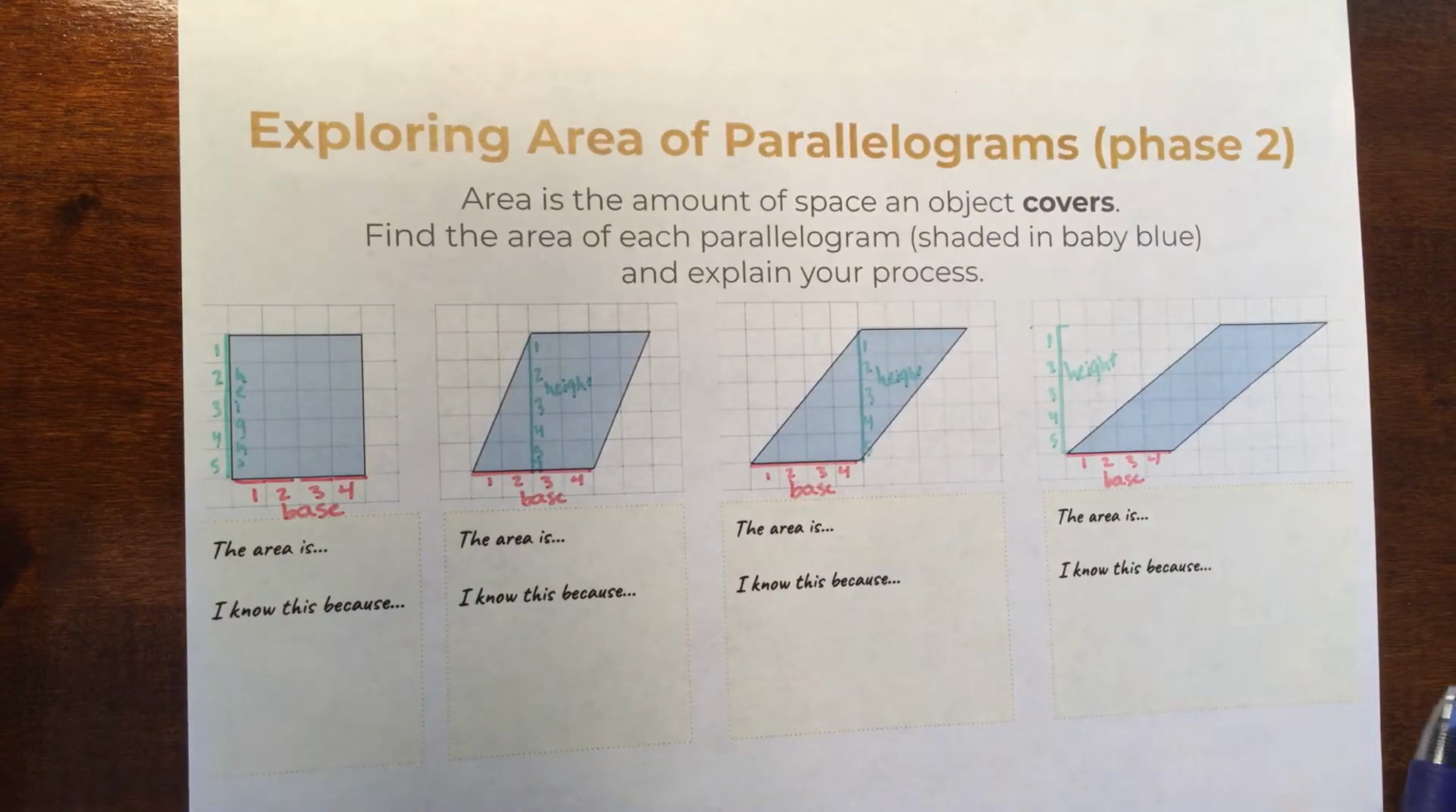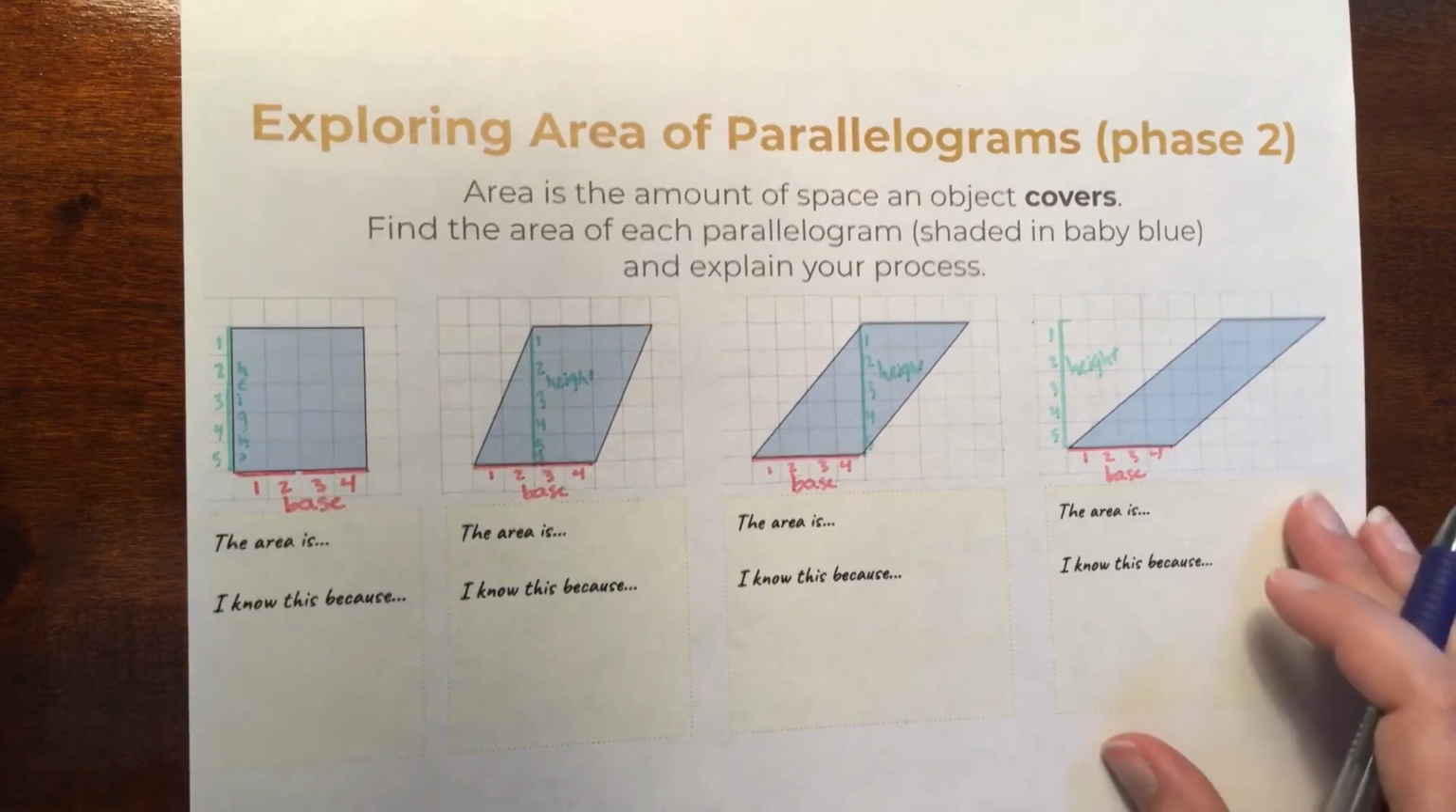Why do we use square units when we are calculating areas? Area is the amount of space an object covers, like carpet or rugs or tile on a floor.